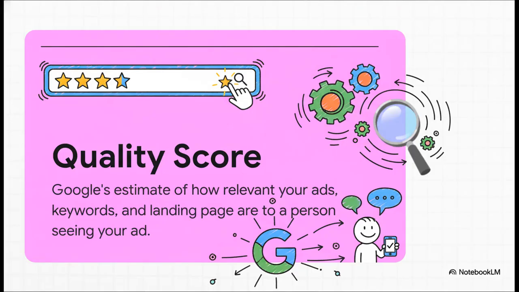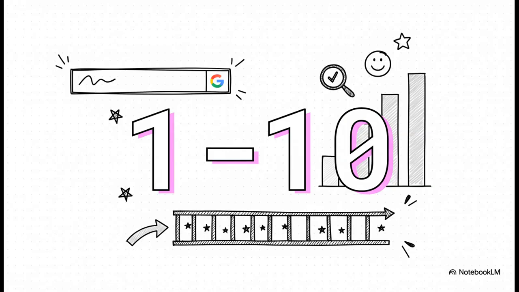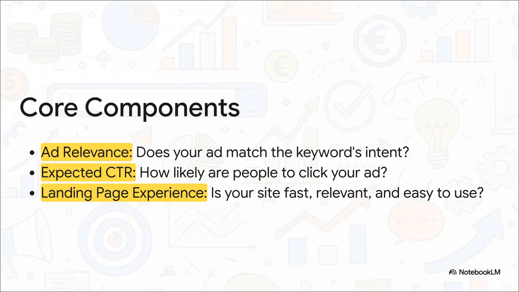So what exactly is it? Well, you can think of quality score as Google's rating of the quality and relevance of your ads. It's basically Google's way of measuring how good of an experience you're providing to their users. And they keep it super simple. It's just graded on a scale from 1 to 10. The higher your score, the better Google thinks you are at matching what someone is searching for with a genuinely relevant answer. So how does Google even calculate that score?